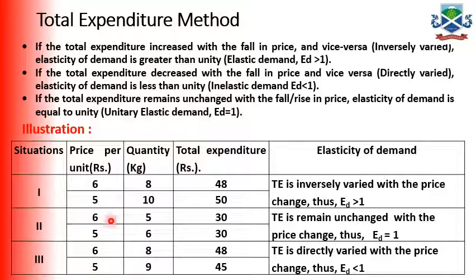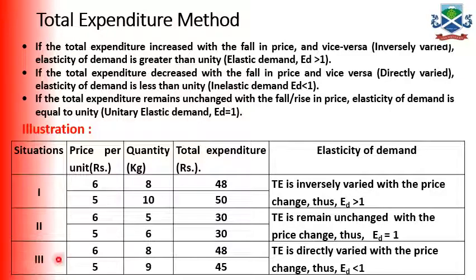In situation 2, I have taken the same price: 6 is the initial price, and the price decreases to 5. As a result, since the price has decreased, the quantity demanded increases from 5 to 6. Multiplying, 6 into 5 is 30, and 5 into 6 is 30. The total expenditure remains unchanged, the same, 30 and 30. Price is decreased, but expenditure remains the same. So if total expenditure remains unchanged with a change in price, it is known as unitary elastic demand, and this ED value is equal to 1.